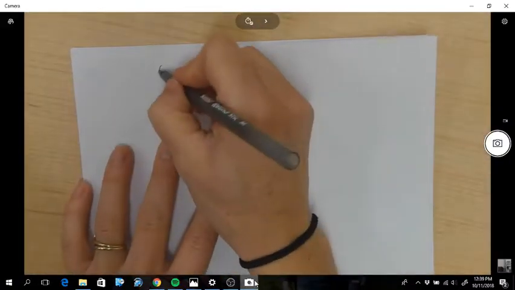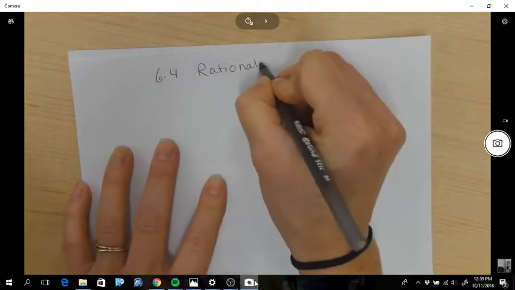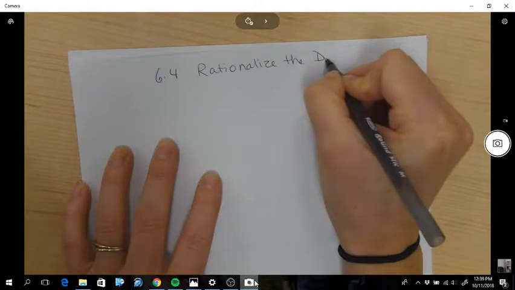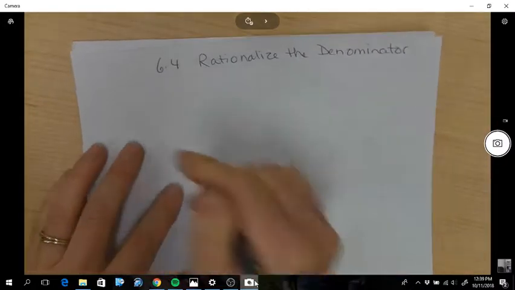Okay, next lesson, 6.4, rationalize the denominator. Okay, example 1.